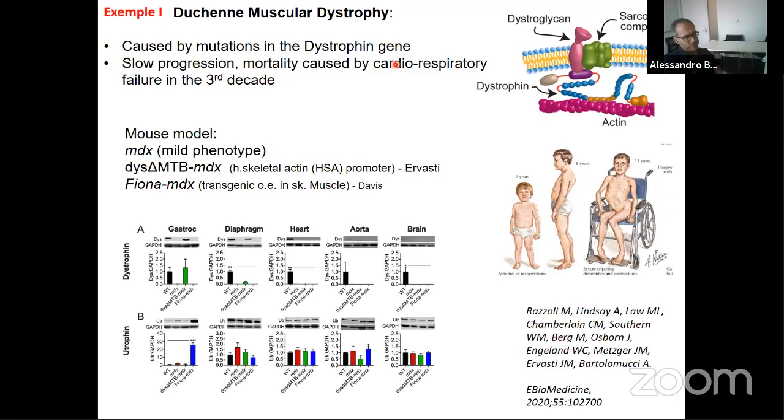And the mouse model that we've been using has, per se, a pretty mild phenotype. They don't develop the dramatic age-dependent onset that you see in humans. This is called the MDX. We are also using two different strains, which I'll only very briefly allude to today. One is essentially a rescue of dystrophin only in the skeletal muscle. This is called MTB. And the second is a transgenic overexpression, again only in skeletal muscle, of utrophin. And this is just the Western blot summarizing this.